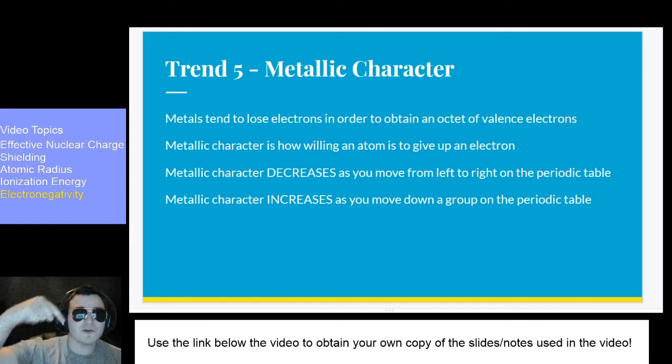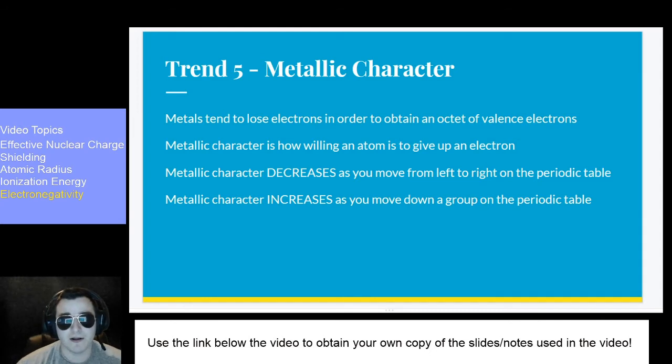And so, the further down I go on the periodic table, the more metallic I become, because the shielding is going to increase. Therefore, the easier it is for that metal to give up an electron. And the further right I go on the periodic table, the less my metallic character is, because the stronger my effective nuclear charge becomes. Remember, we're equating all of these trends back to those two terms: effective nuclear charge and shielding. If you can relate everything back to those two terms, then you understand it.